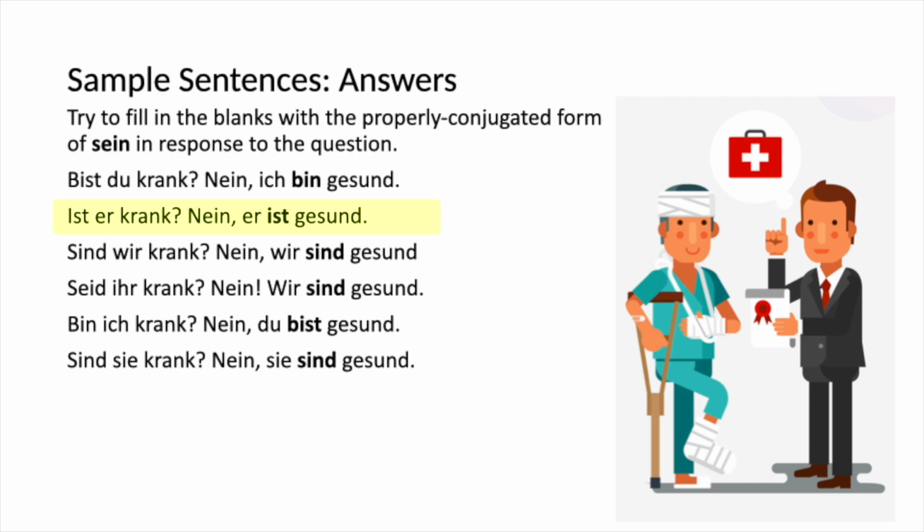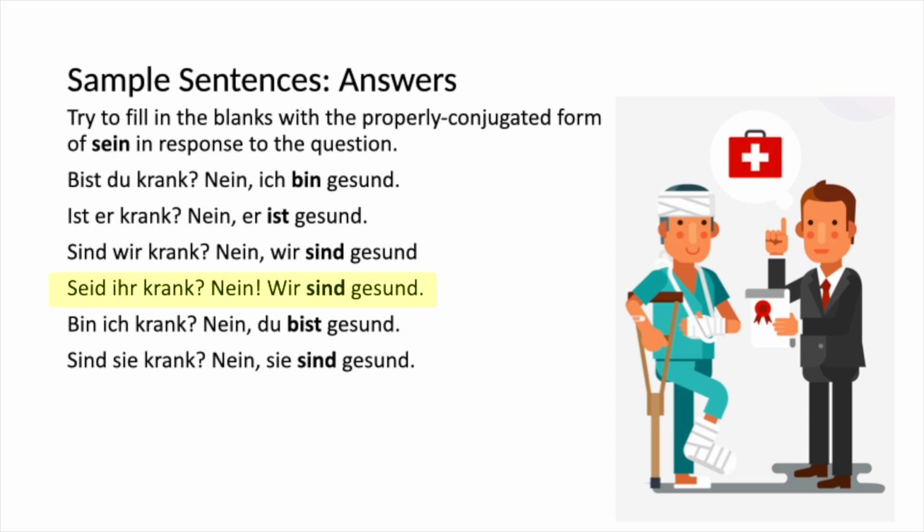Nein, er ist gesund. Because we're both talking about that guy, in the third person, it is "ist" in both cases. The third question: Sind wir krank? Nein, wir sind gesund. Are we sick? Well, we're answering about ourselves. No, we're healthy.